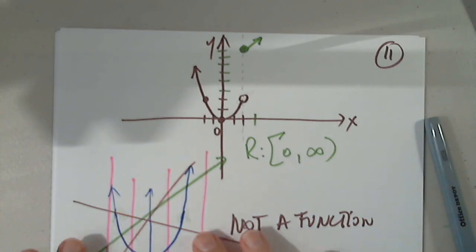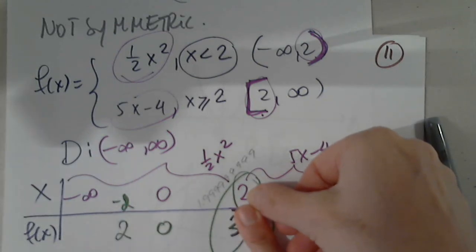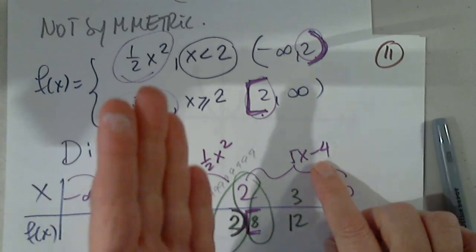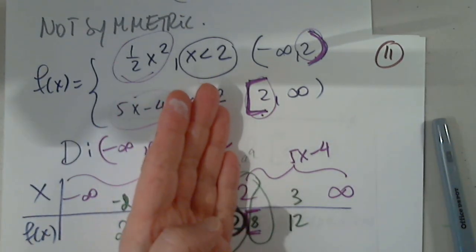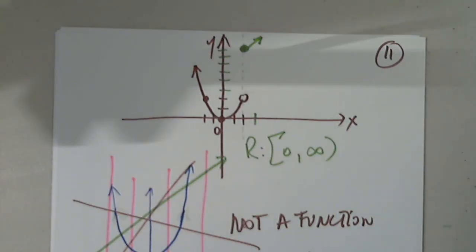So please do not make this mistake. Furthermore, this function is only between negative infinity and 2. Cannot extend anywhere else. This function is only between 2 and infinity. You cannot extend it that way. You're not allowed to. Good. Anything else?